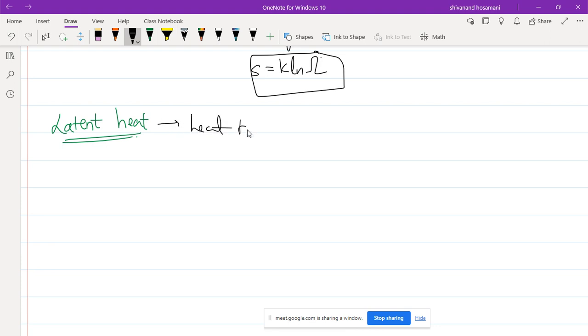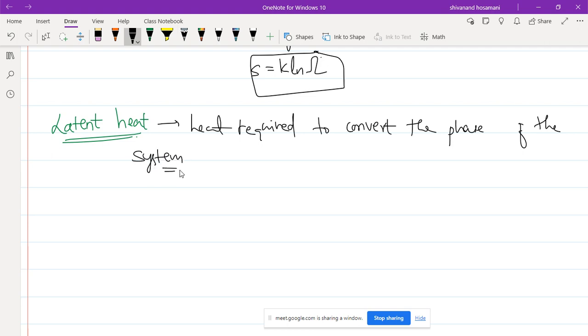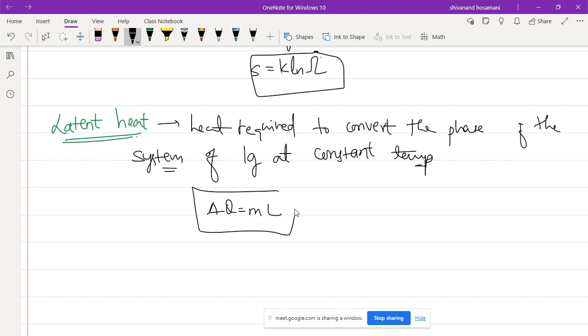Heat required to convert the phase of the system of 1 gram at a constant temperature. That is given by latent heat. Delta Q is equal to M into L. What is this L? At constant temperature, remember, latent heat does not depend on temperature. So L is nothing but the latent heat.